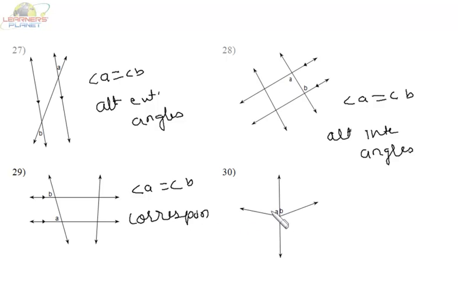Okay, here angle A and angle B are adjacent angles since they have this common arm and this common vertex. It's a common arm and it's a common vertex. So A and B will be adjacent angles.